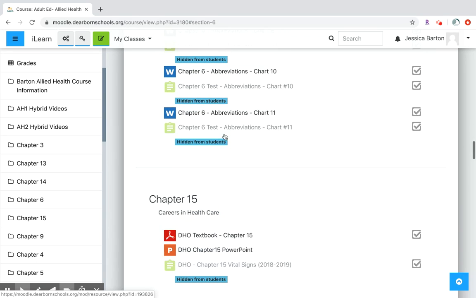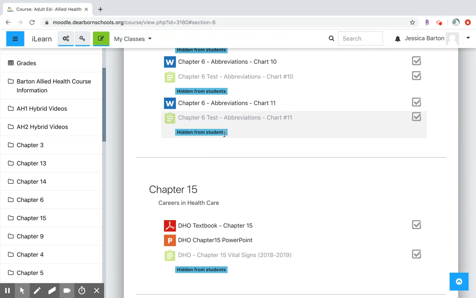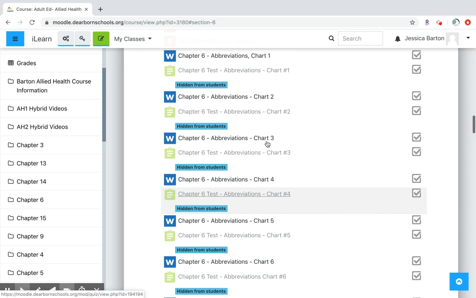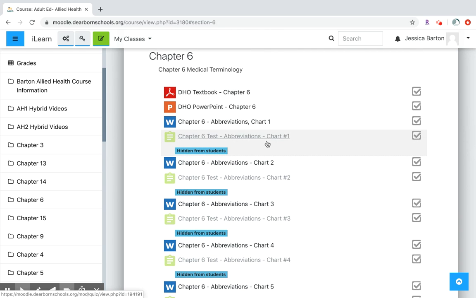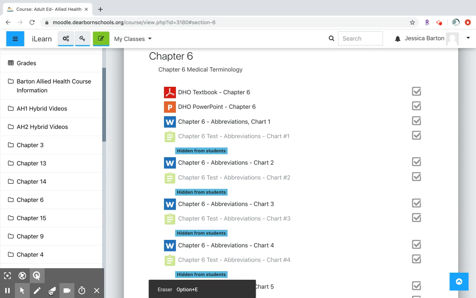We have chapter 6 split up into 11 different charts, and we do this because it's impossible for you guys to memorize and learn over 400 different abbreviations and utilize them properly just straight, right? So we break it up into 11. Each of them has roughly 40 to 43 different abbreviations on them to learn. So the book has kind of outlined all these different abbreviations that you may use in some form or fashion in various parts of healthcare.